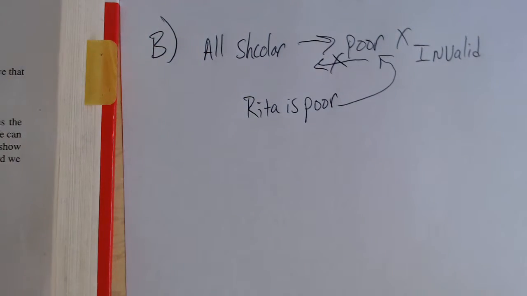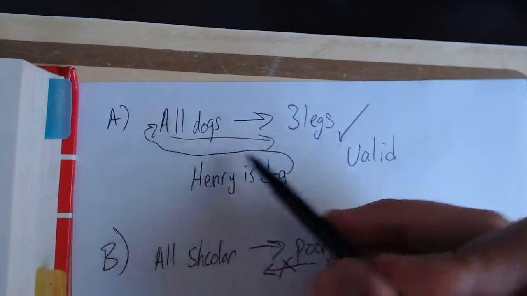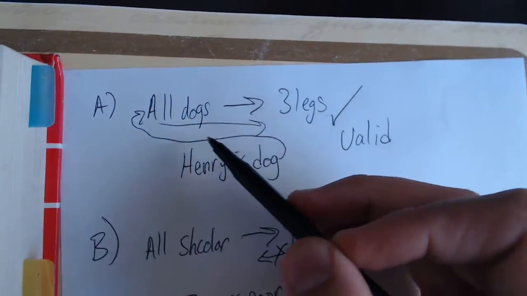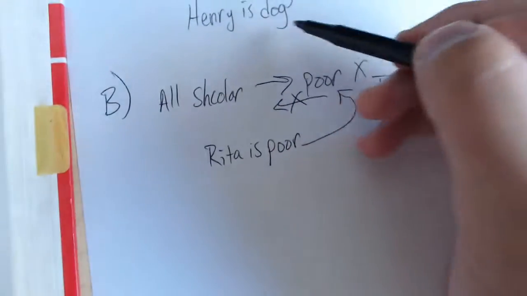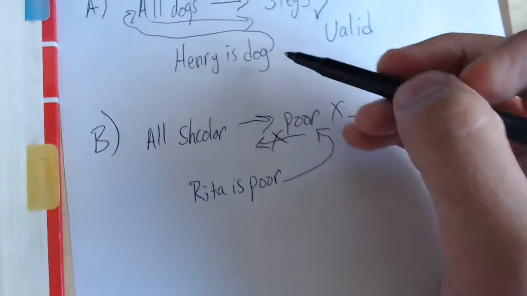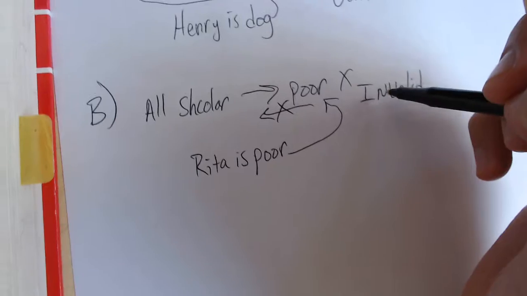And it's that simple. So start with your major premise written out like a travel direction, or a direction of logic, and then see if your statement follows that direction of logic or that direction of travel. If it does, it's valid. If it does not, it's invalid.